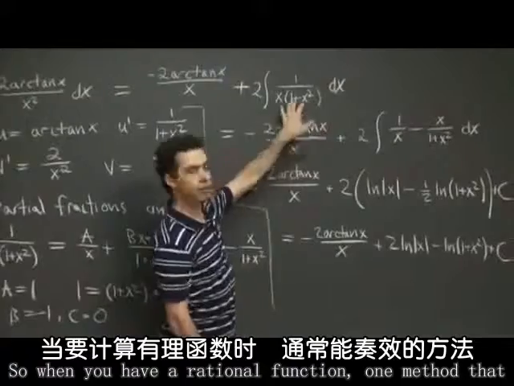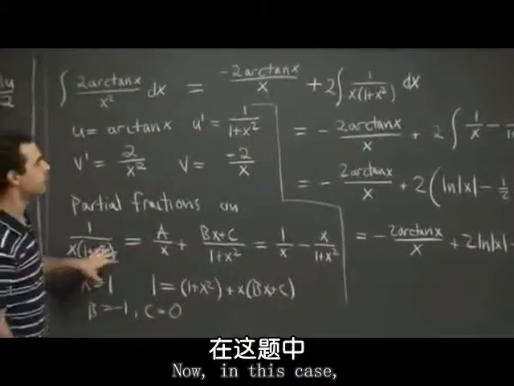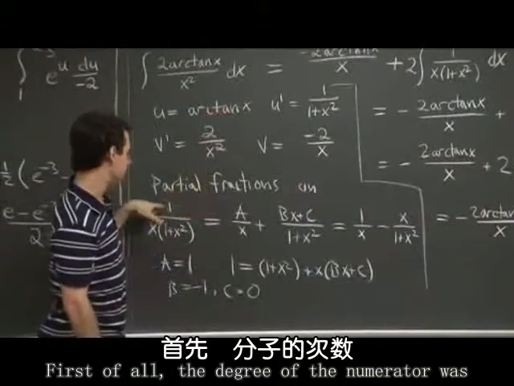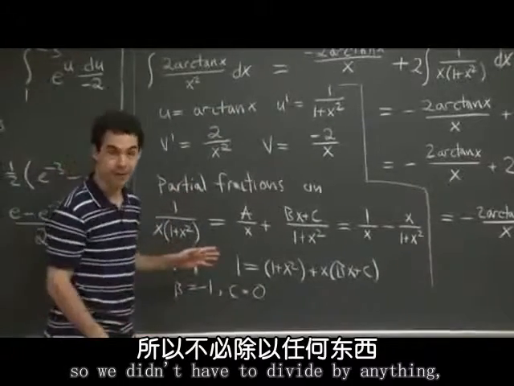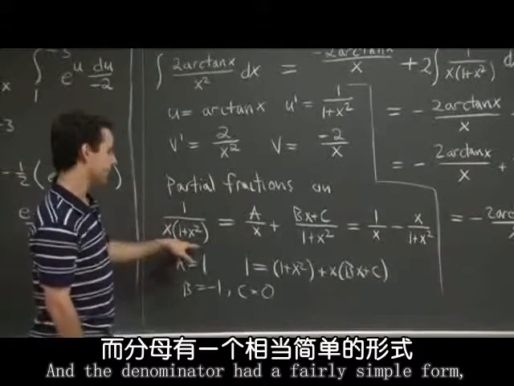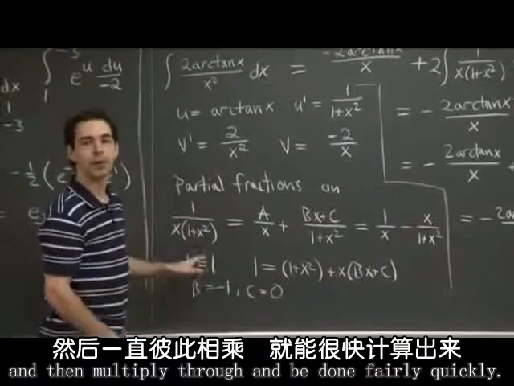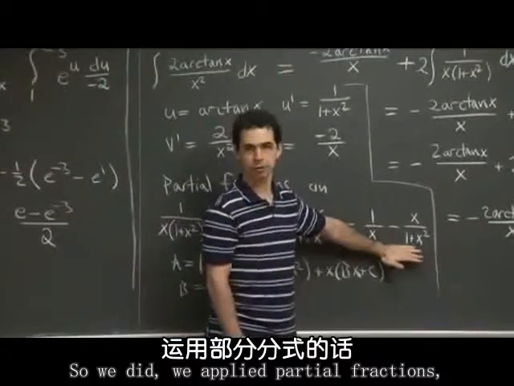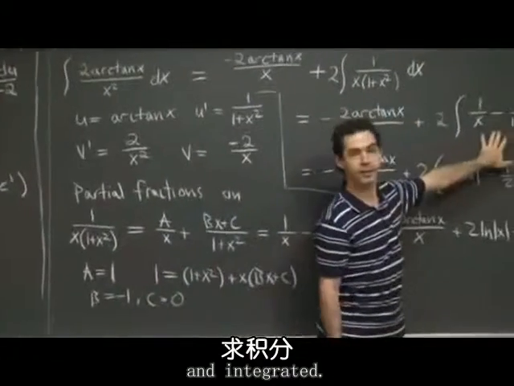So when you have a rational function, one method that always works is partial fractions. Now in this case, this was a fairly simple partial fractions to do. First of all, the degree of the numerator was smaller than the degree of the denominator, so we didn't have to do long division, and the denominator had a fairly simple form, so we could just do the cover-up method and then multiply through and be done fairly quickly. But in any case, we applied partial fractions, so we got this expression. So then we carried that back up to our integral and integrated.